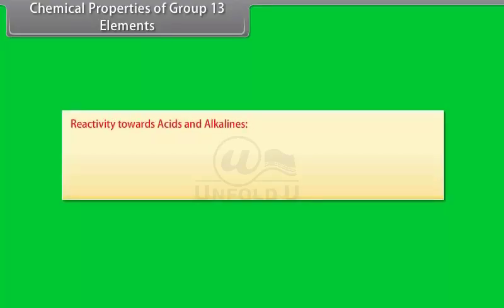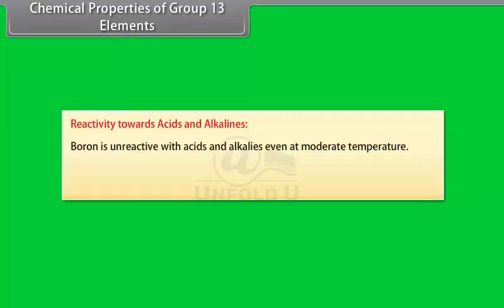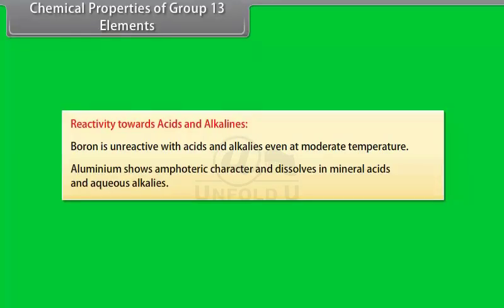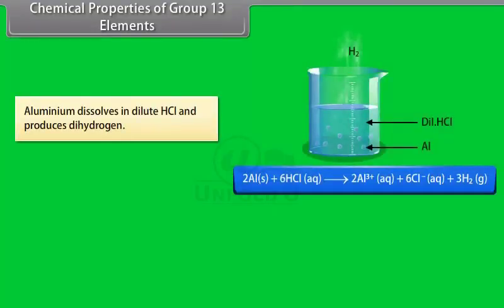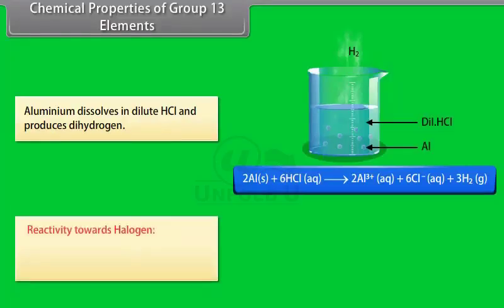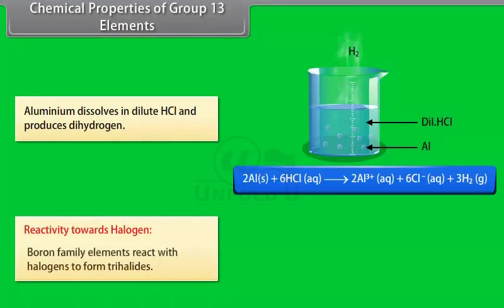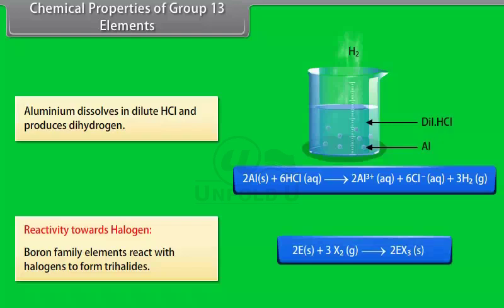Reactivity towards acids and alkalis. Boron is unreactive with acids and alkalis even at moderate temperature. Aluminium shows amphoteric character and dissolves in mineral acids and aqueous alkalis. Aluminium dissolves in dilute HCl and produces dihydrogen. Reactivity toward halogen. Boron family elements react with halogens to form trihalides.